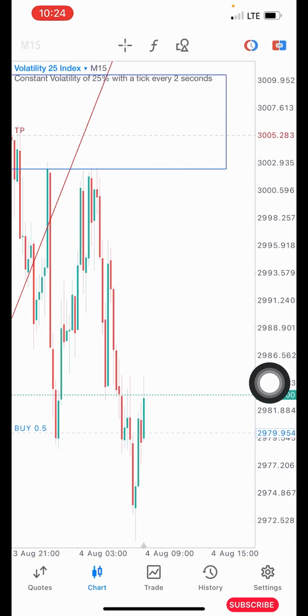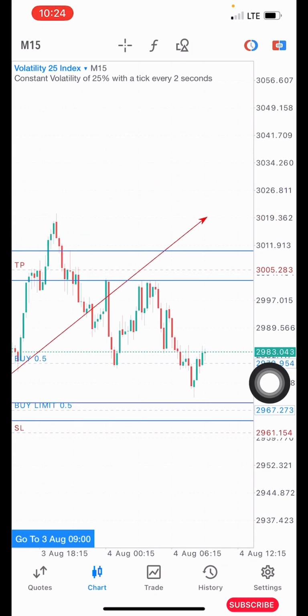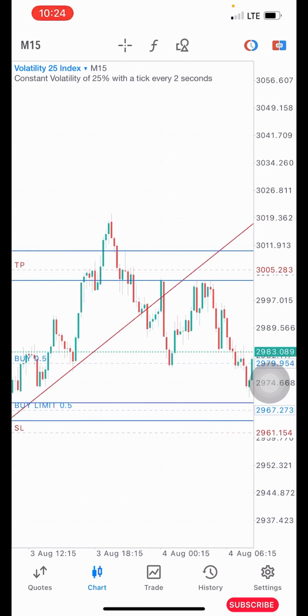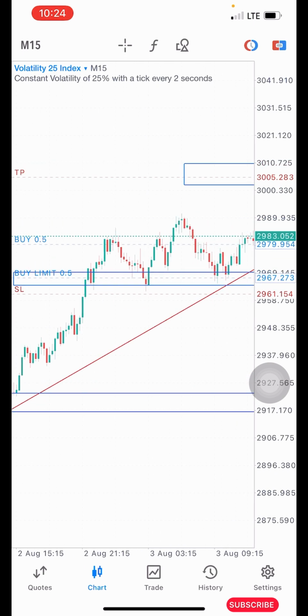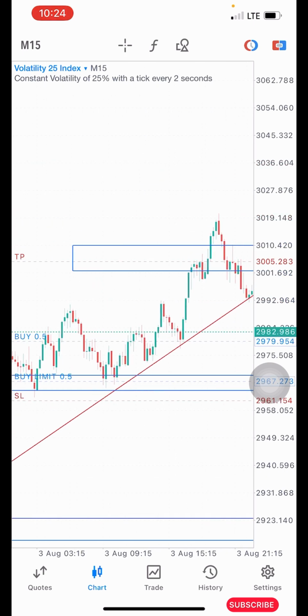All right, so let's step down to the 15-minute time frame. Now on the 15-minute time frame, you can see the market clearly. This is what's happening here in the market, and as you can see, this is my plan of action.